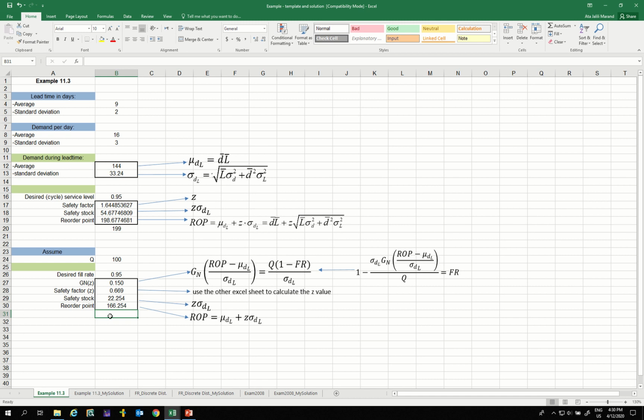So it is 166.254, and to make sure that the fill rate is satisfied, I will round up this number to the closest integer value. So 167. That is the solution to our problem.